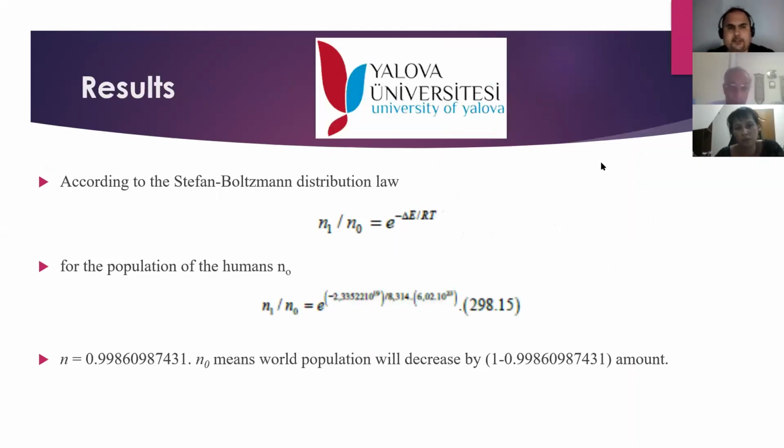After I calculated the energy, I changed the formulation to the Stefan-Boltzmann distribution law to calculate how much of the human population needs the rest of the energy. So on the screen you can see the calculation results. I just want to make a detailed presentation. So on the right side, you can see the amount of the world population, how much it decreases.